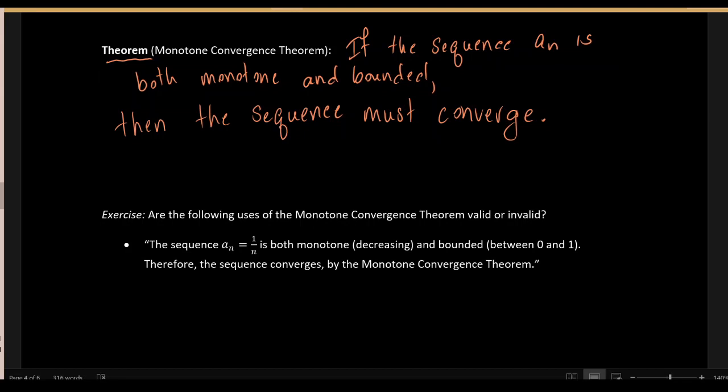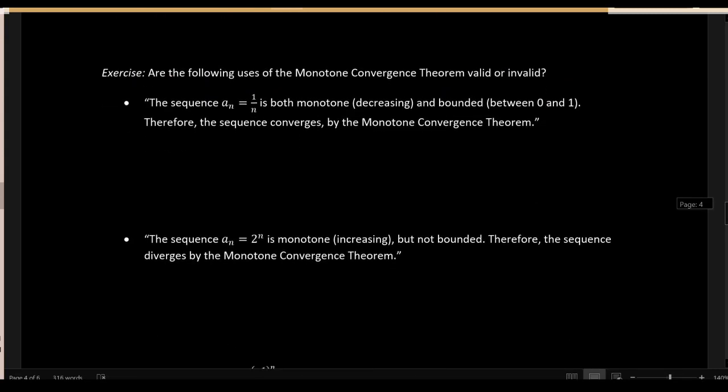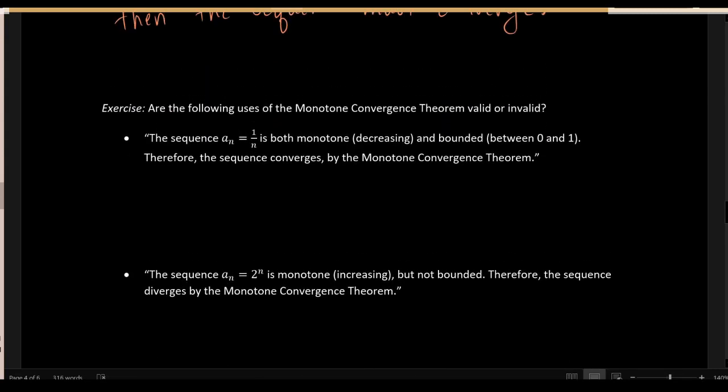Exercise. Let's check out the following applications of the Monotone Convergence Theorem, and let's check and see whether or not these uses of the theorem are logically valid or not. Here's the first use. Someone is inspecting the sequence a sub n equals 1 over n. We found on the previous page that this sequence is monotone, in particular decreasing, and it's also bounded. The values are always between 0 and 1. This person then concludes, by the Monotone Convergence Theorem, that the sequence must converge.